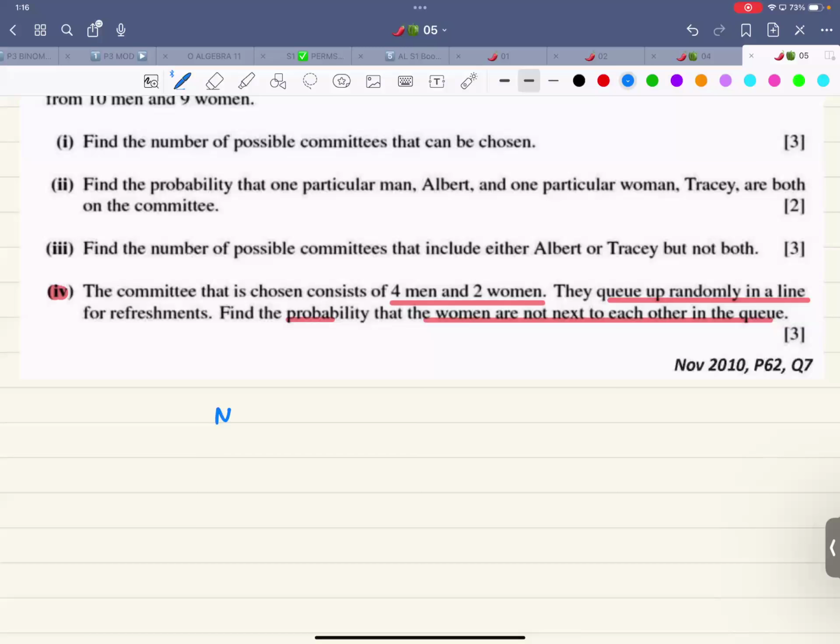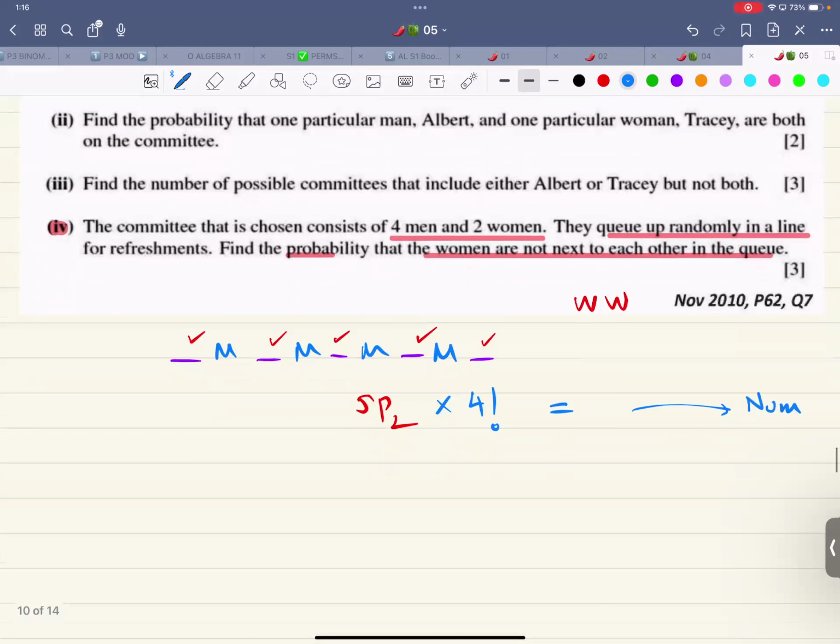So there are 4 men, 1, 2, 3, 4. There are 5 spaces, and 2 women can fit in these 5 spaces. So this is 5P2. What about the 4 men? Multiplied by 4 factorial. Whatever this answer is, that becomes the numerator. If 6 people arrange in a line, that is 6 factorial. So that is the denominator.